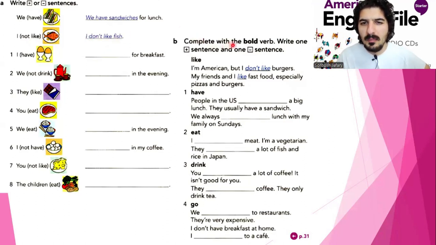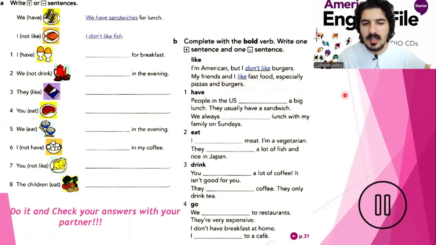And B, complete the bold verbs. These are the bold verbs like have, eat, drink, go. All right? Complete with the bold verbs. Write one positive sentence and one negative sentence. All right? For example, I'm American, but I don't like burgers. My friend and I like fast food, especially pizzas and burgers. Just like the example. Stop the video. Take your time. Do it yourself, my friend.